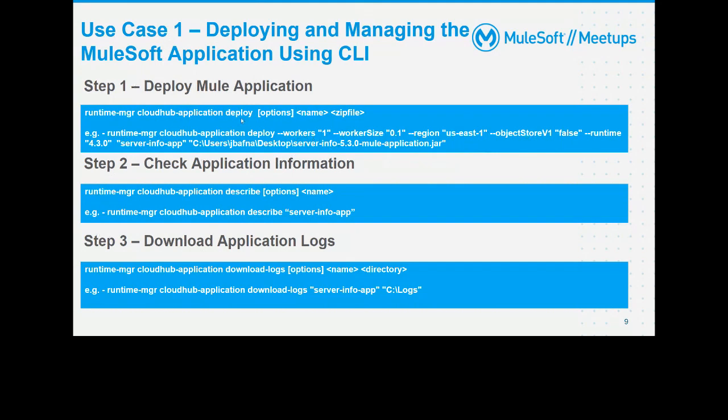Now, once your application is deployed, if you want to get information about your application, like how many workers are assigned, what the status of your application is, and other parameters, there is a command called runtime-mgr cloudhub-application describe. You describe it and pass the application name. And if you want to download your application logs, you have a command called download logs, where you provide the application name and the directory name. Let me show you a demo of this.